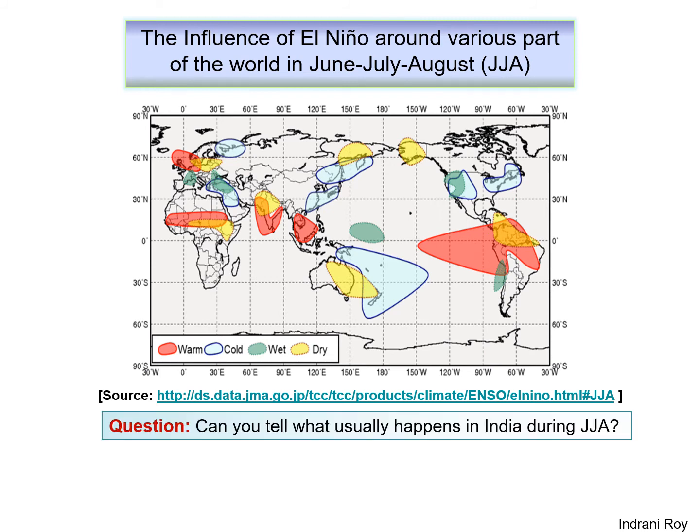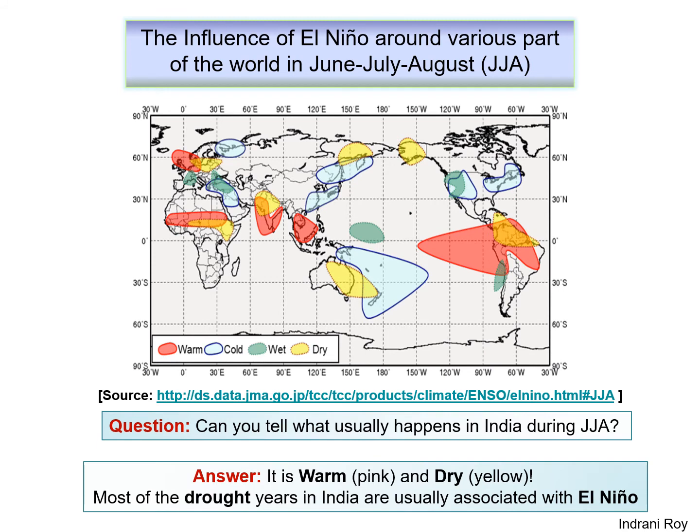Now, can you tell what usually happens in India during June, July, August? First you have to spot the region of India, and you can see in the Indian region it is marked by pink and yellow color. Then what will happen? It would be warm and dry. If it is warm and dry, that means most of the drought years in India are usually associated with El Nino.